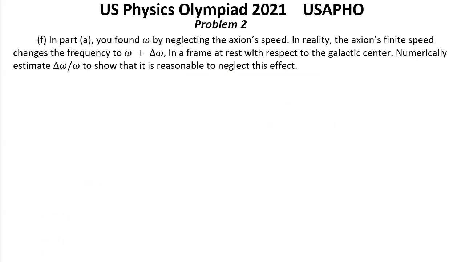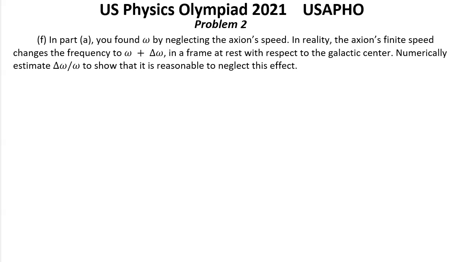Question F. In part A, you found omega by neglecting the oxyon's speed. In reality, the oxyon's finite speed changes the frequency to omega plus delta omega in a frame at rest with respect to the galactic center. Numerically estimate delta omega over omega to show that it is reasonable to neglect this effect.